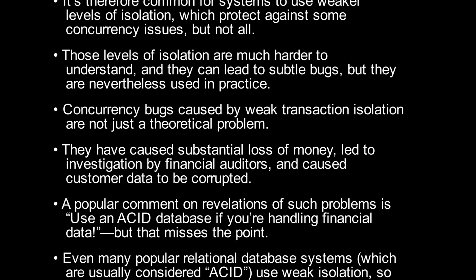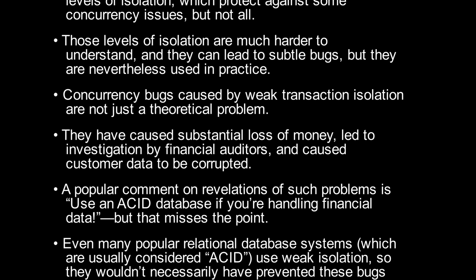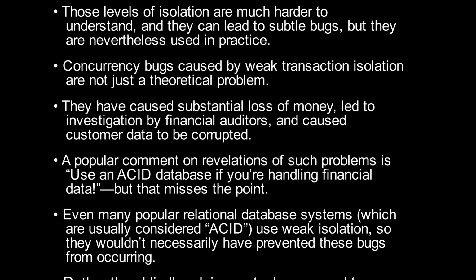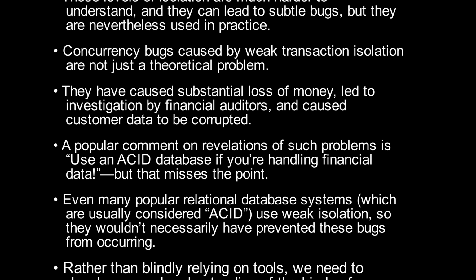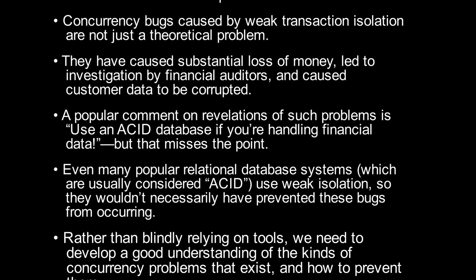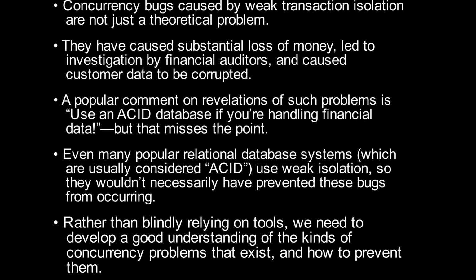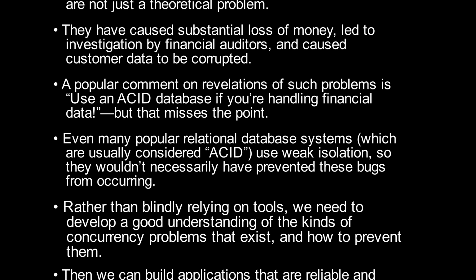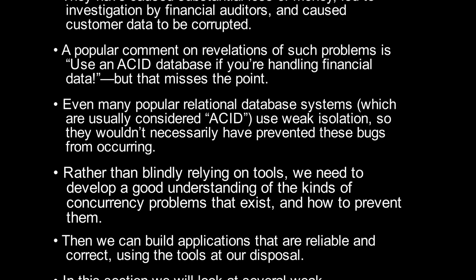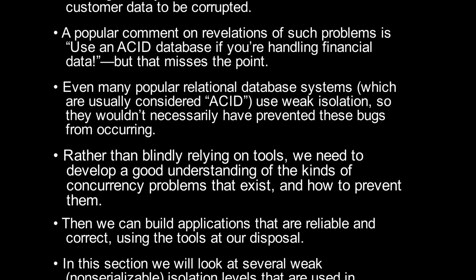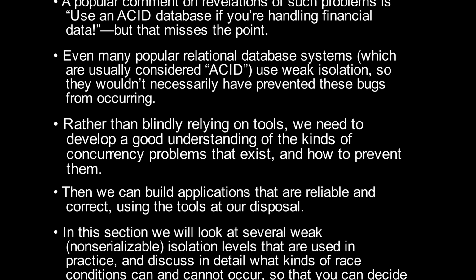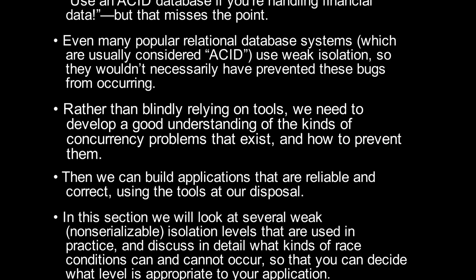A popular comment on revelations of such problems is "use an ACID database if you're handling financial data." But that misses the point. Even many popular relational database systems, which are usually considered ACID, use weak isolation, so they wouldn't necessarily have prevented these bugs from occurring. Rather than blindly relying on tools, we need to develop a good understanding of the kinds of concurrency problems that exist and how to prevent them. Then we can build applications that are reliable and correct, using the tools at our disposal.